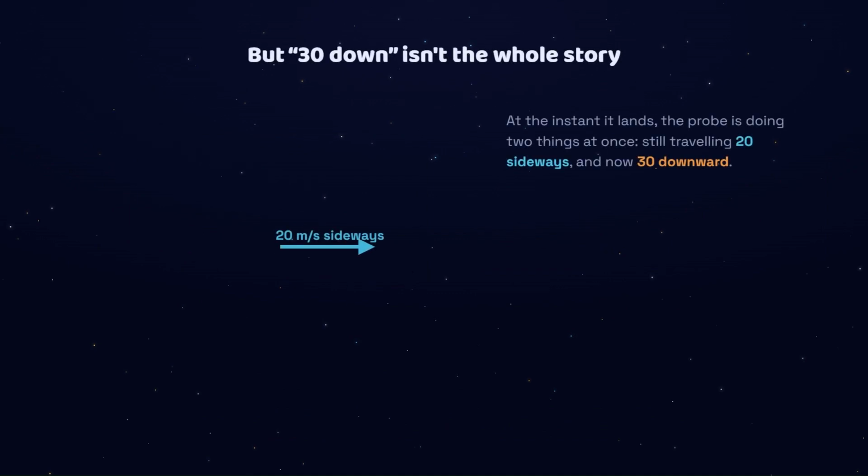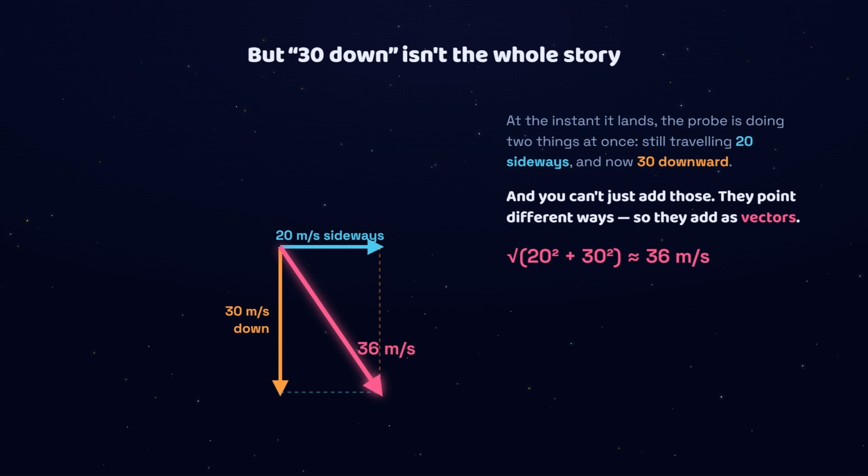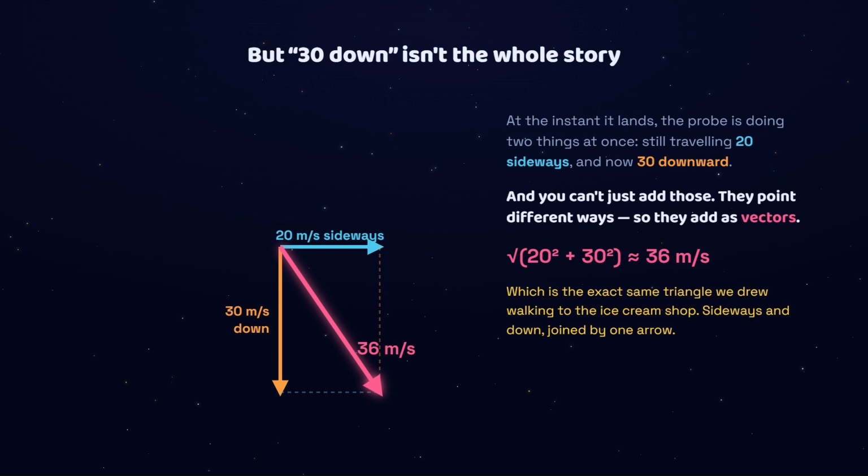But that's only the vertical speed. At the moment of impact, the probe is still moving sideways at 20 meters per second while also moving downward at 30. Since those velocities are at right angles, you can't simply add them. They combine as vectors. Using Pythagoras, the resultant speed is the square root of 20 squared plus 30 squared, about 36 meters per second, directed downward and forward. It's exactly the same vector triangle we used when walking to the ice cream shop.